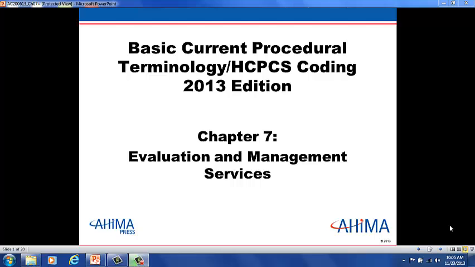This chapter discusses the Evaluation and Management section of the CPT Codebook. The E&M section requires a thorough understanding of CPT guidelines and the ability to interpret and understand the documentation provided by physicians and other qualified healthcare professionals. In addition, it requires that coders be aware of any payer-specific guidelines that may affect coding.